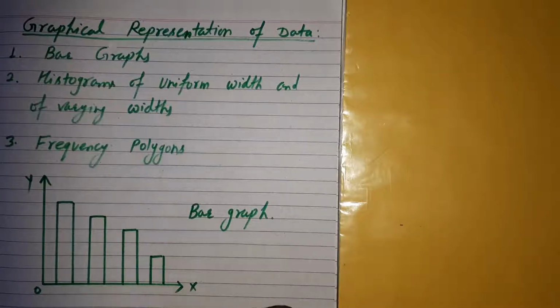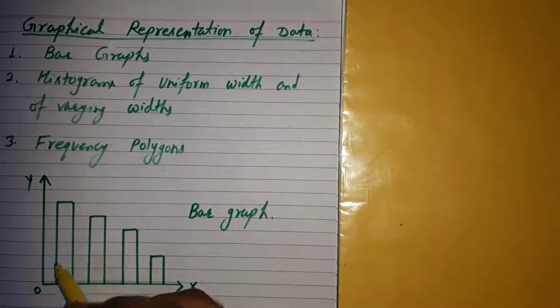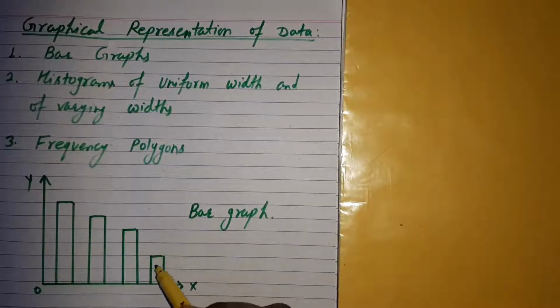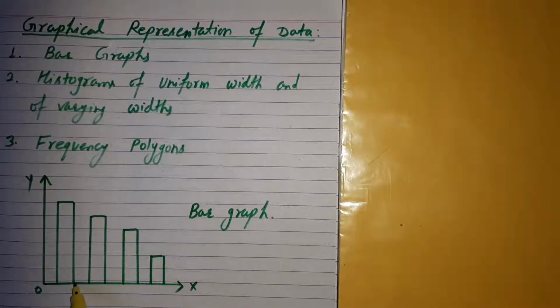In this bar graph you can see these are rectangular bars of uniform width. It means the gap between them is uniform, it is the same, and the spacing between them on one of the axes is also the same, you can see. So this is a bar graph. I think this is clear.